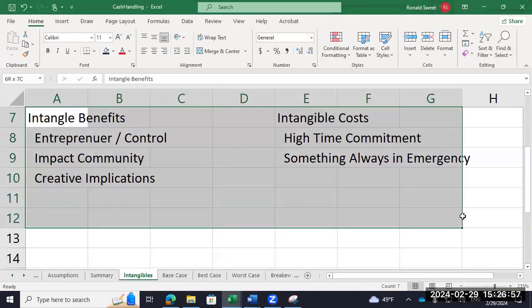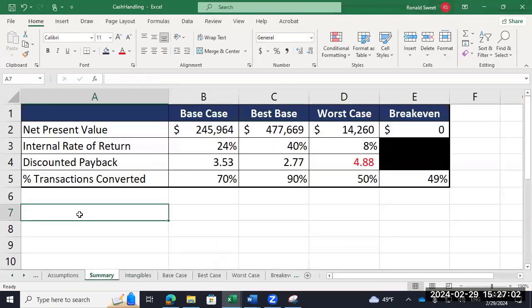So intangibles go in there, and then you have your final summary. In your final summary, you could have key intangibles considered and have that in your summary page. You don't have them all, but you have the key ones. These are ones that really would influence your decision. So on the summary page, you have it.